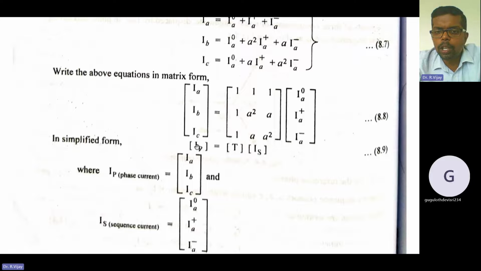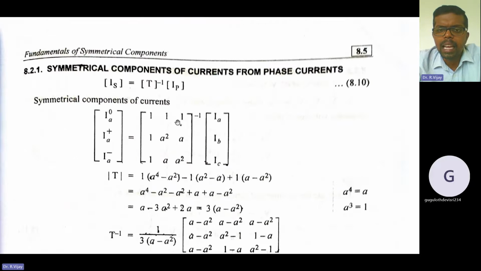So IS is equal to T inverse into IP. That is what they have written here. The symmetrical component of current, the IS matrix, we already know: IA naught, IA plus, IA minus. The T matrix we also already know: 1, 1, 1, 1 A squared A, 1 A squared into IA, IB, IC. So IA, IB, IC is nothing but this phase current matrix.